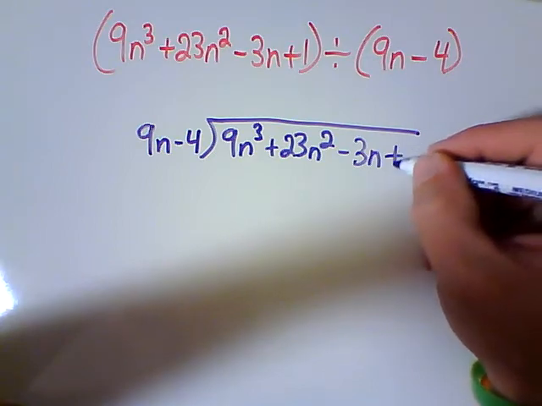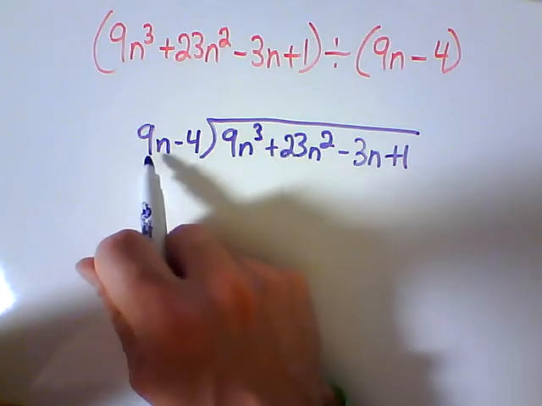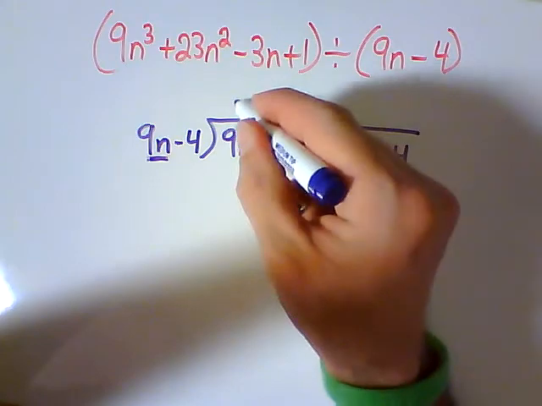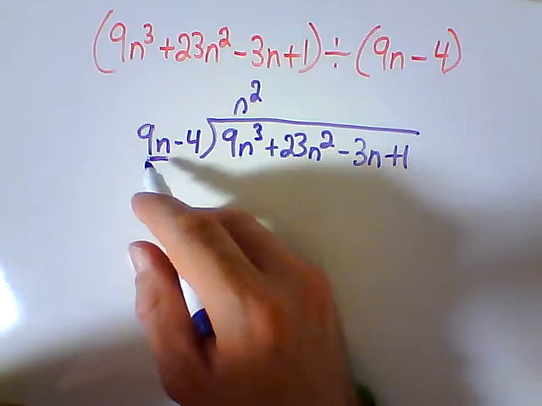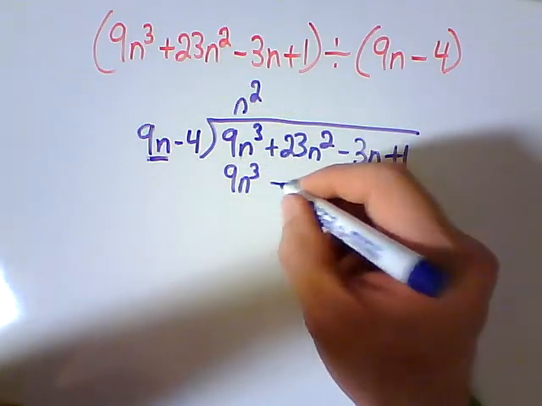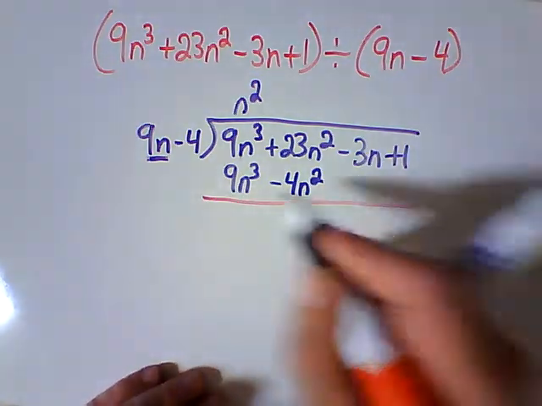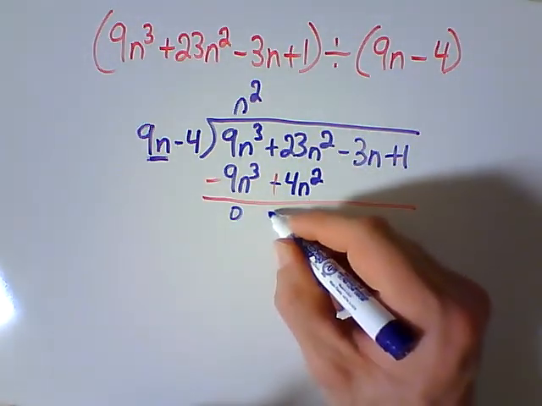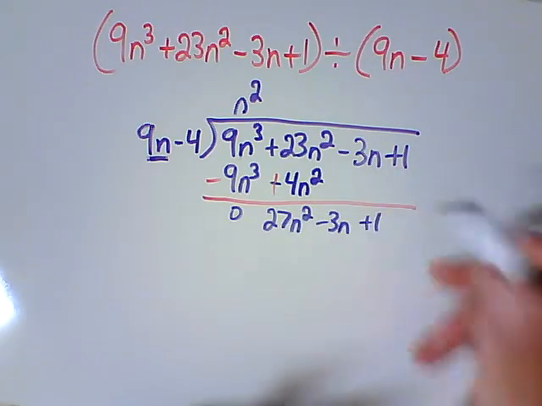Minus 3n plus 1. 3, 2, 1, 0. Good. 9n cubed divided by 9n. Remember, this is what we're dividing by each time. 9n cubed divided by 9n. That's just n squared. Right? n squared times 9n, 9n cubed. n squared times negative 4, negative 4n squared. Draw a line. Change your signs. That's 0. That becomes 27n squared minus 3n plus 1.